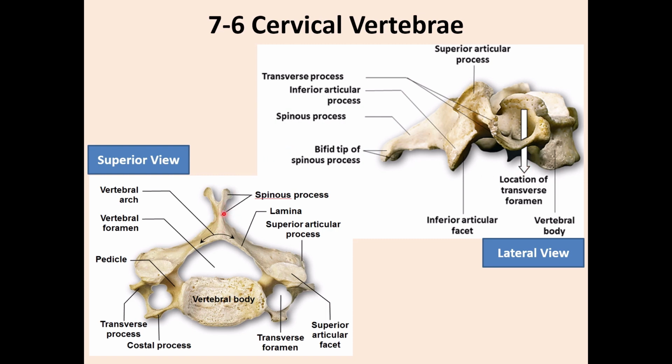You also have the spinous process, but you can see the spinous process is split here, and this is called the bifid tip. Bifid. And you can see that the upper edge is oblique and the inferior edge is horizontal. So these are a few features of the cervical vertebrae.